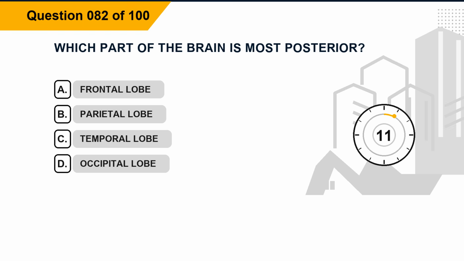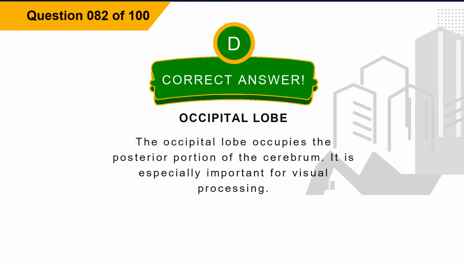Question 82. Which part of the brain is most posterior? Option A, frontal lobe. Option B, parietal lobe. Option C, temporal lobe. Option D, occipital lobe. The correct answer is option D, occipital lobe. Explanation. The occipital lobe occupies the posterior portion of the cerebrum. It is especially important for visual processing.